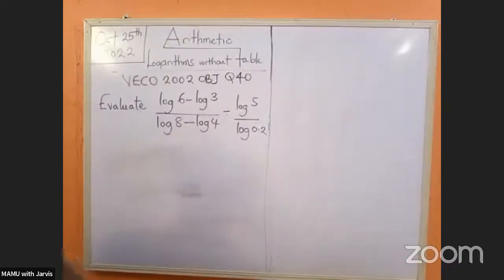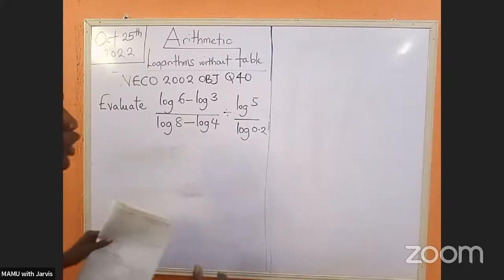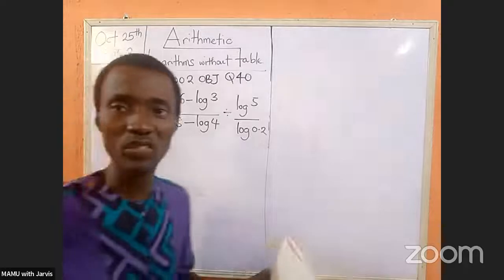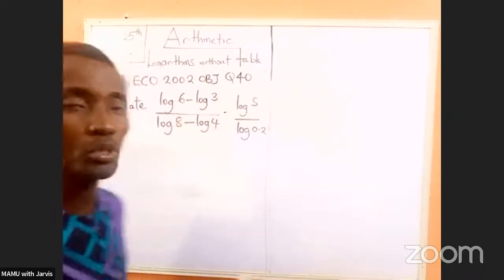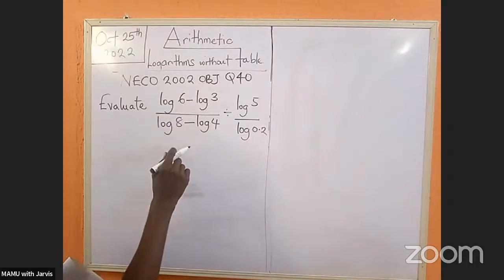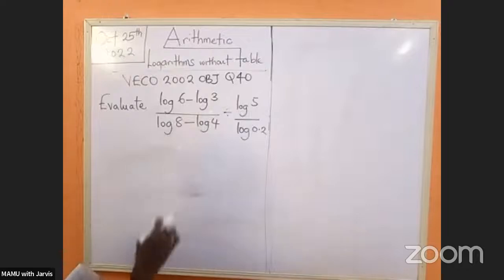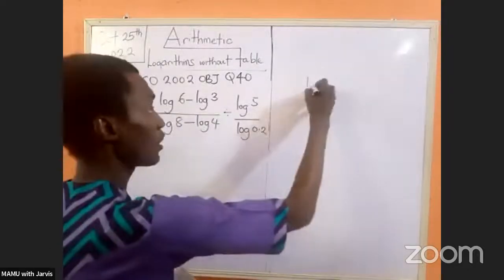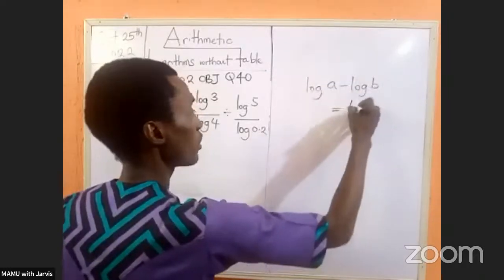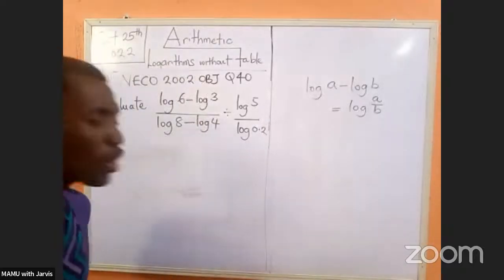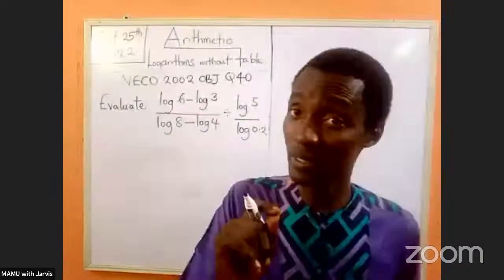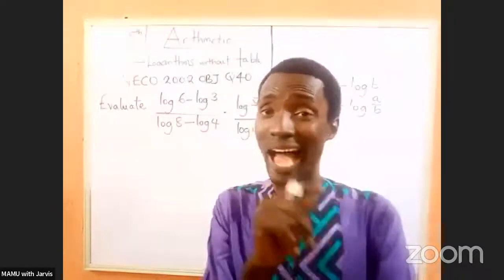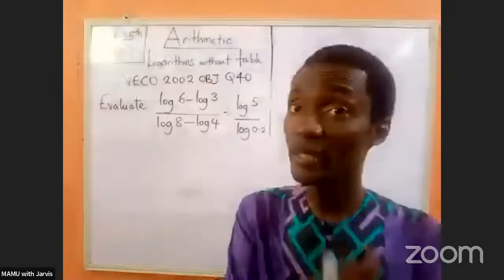Now this is divided by. It depends on your understanding of the question. What you are seeing will determine your approach. I could start by taking care of this, and at the same time apply my laws of logarithm. Remember that log A minus log B means log A over B. Also remember that anytime you're handling logarithm and the base is not given, assume the base to be base 10.